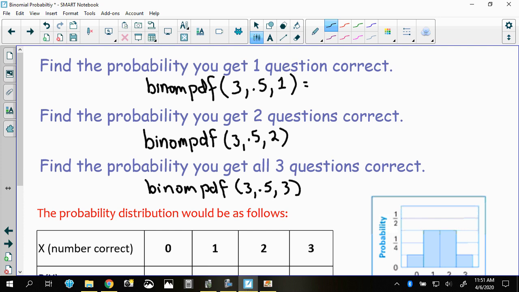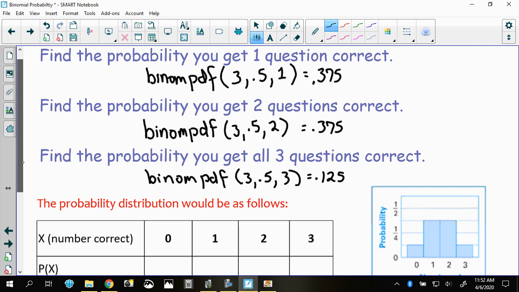Okay, so looking at the 1, it gives you a 0.375. This will also give you a 0.375, and this gives you a 0.125. Okay, so hopefully you have done those and you see your answers are the same as mine.